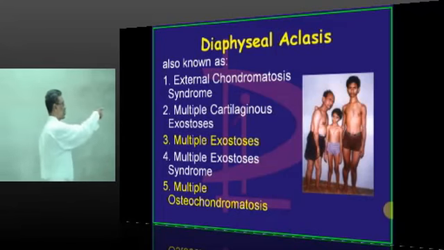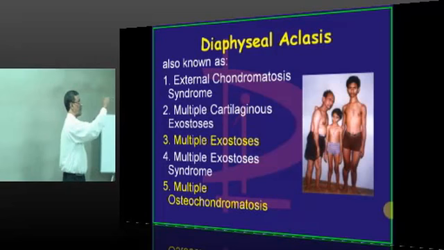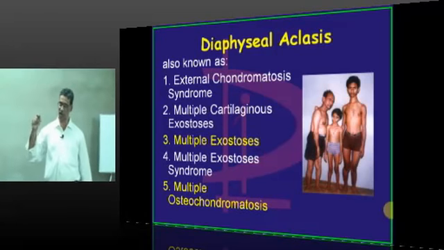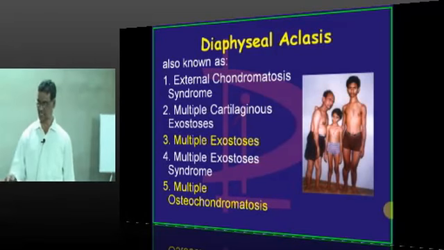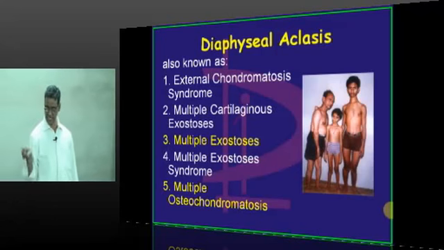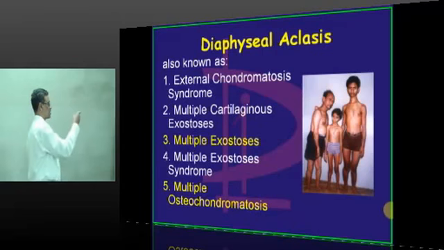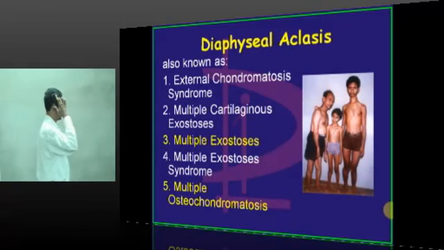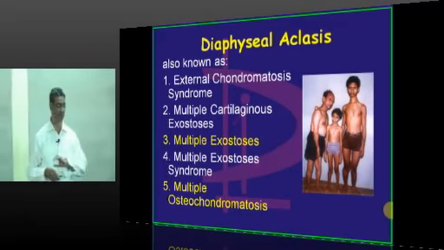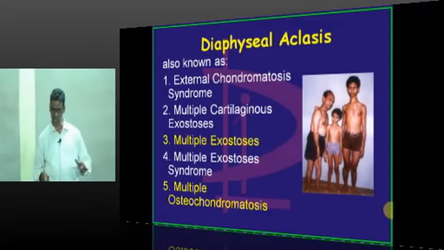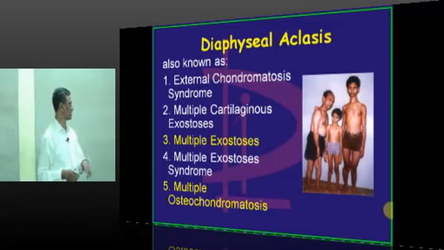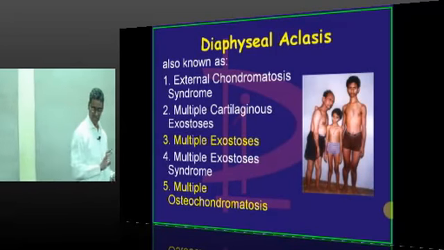It goes in families: multiple osteochondromas may be present in multiple persons in the same family. So that is a very important, rare and hereditary entity. This is multiple exostosis or multiple osteochondromatosis. The other names for it are external chondromatosis syndrome, multiple cartilaginous exostosis, multiple exostosis, multiple exostosis syndrome. These are the synonyms for this entity.